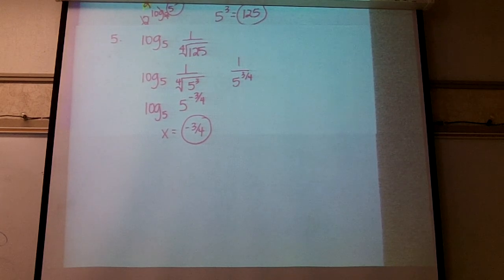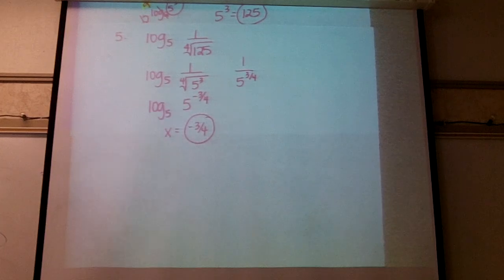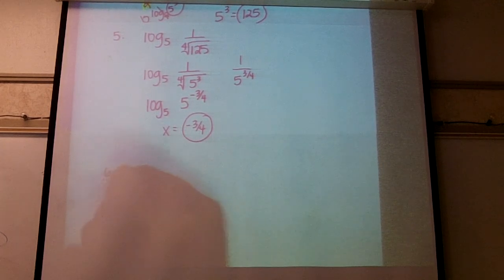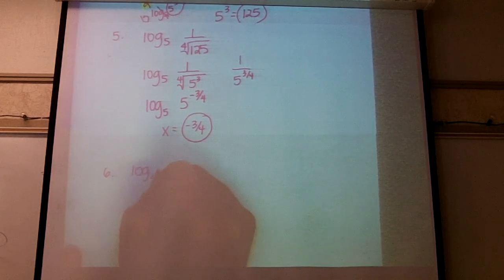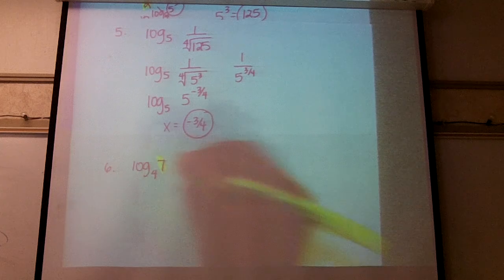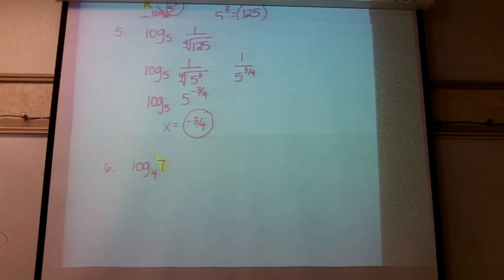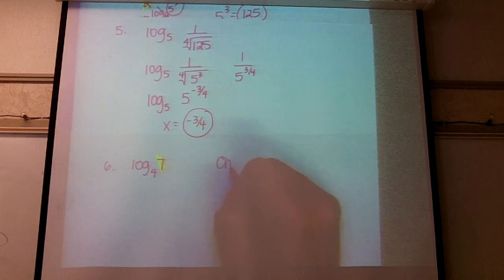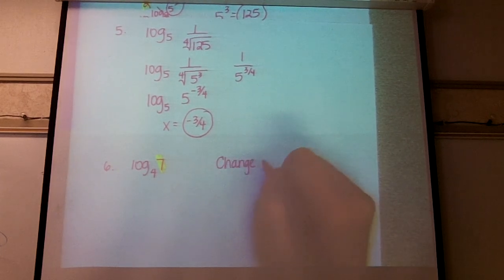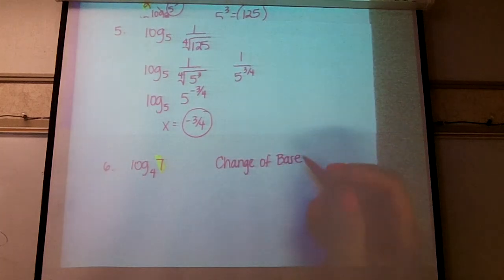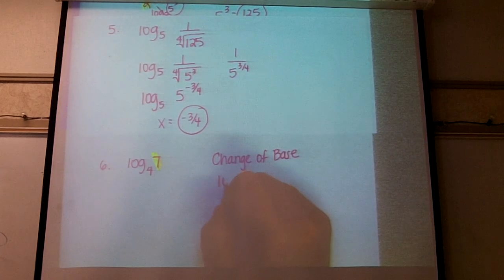Okay, now sometimes you can't do this. Sometimes it's kind of hard. If I gave you something like this, there's no way you could write 7 as a power of 4. It just can't happen. So that brings us to our next rule, which is called the change of base. And you use this whenever you can't rewrite it. It's a nice little handy thing.